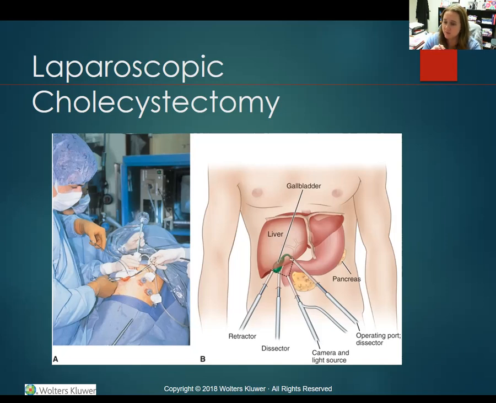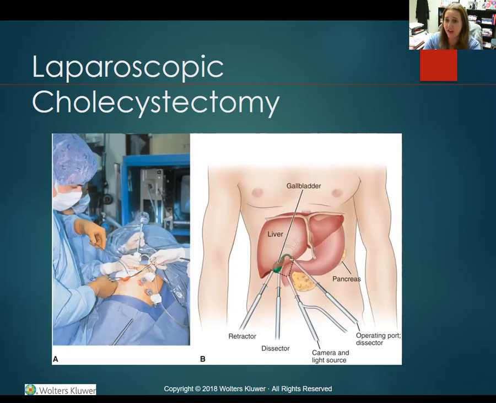We want to use incentive spirometer. We want to teach them to cough and deep breathe. They're probably going to have to splint those first few days because it's going to be pretty tender. They may have a T-tube in place in the bile duct, and this is used to drain bile while the duct is healing.